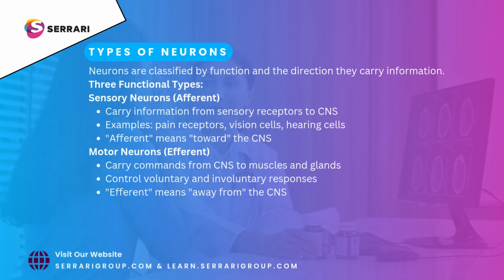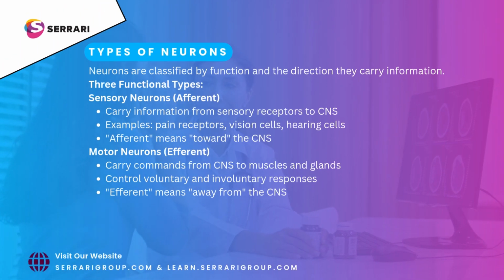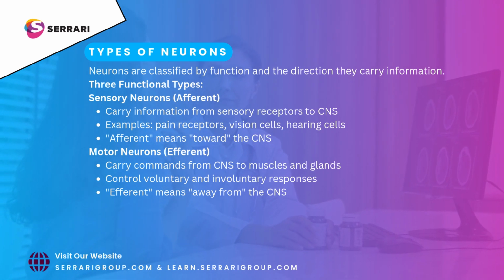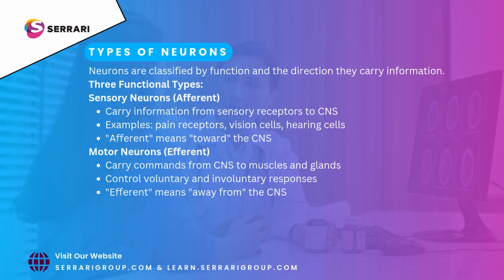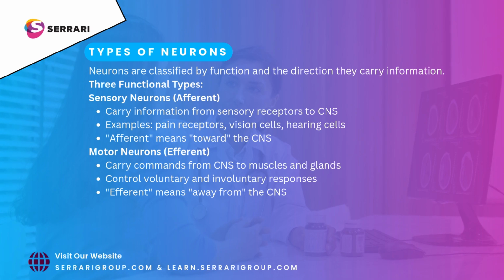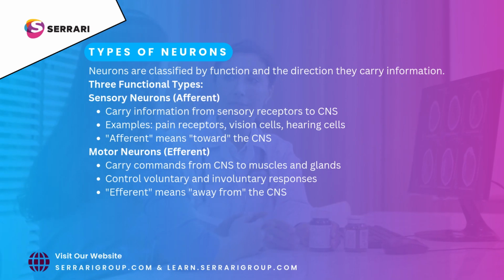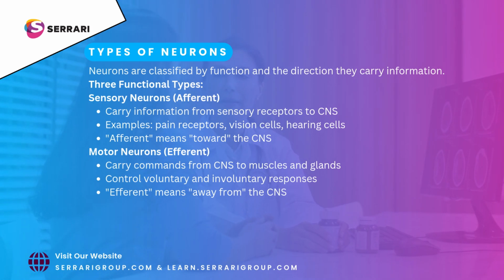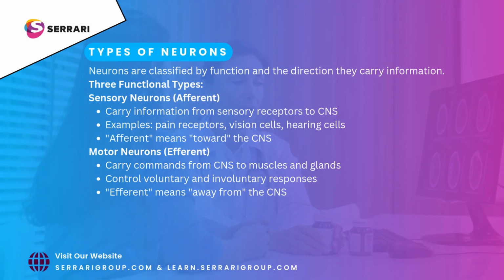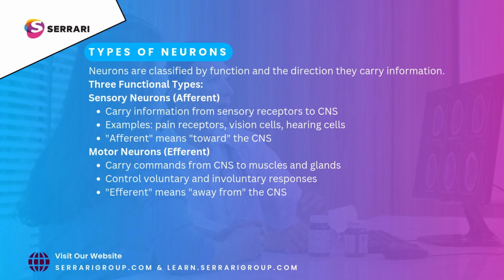Types of neurons. Neurons are classified by function and the direction they carry information. 3 functional types. Sensory neurons, afferent, carry information from sensory receptors to the CNS. Examples: pain receptors, vision cells, hearing cells. Afferent means toward the CNS.